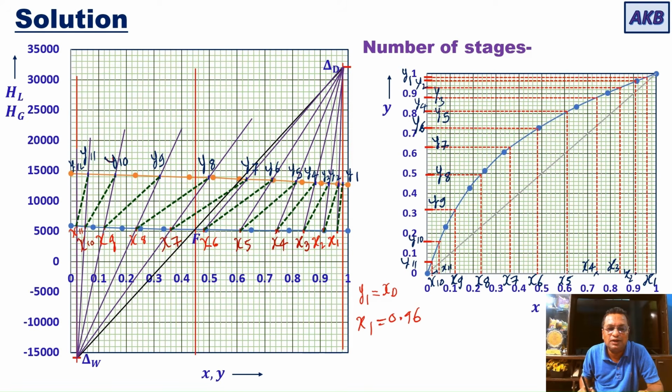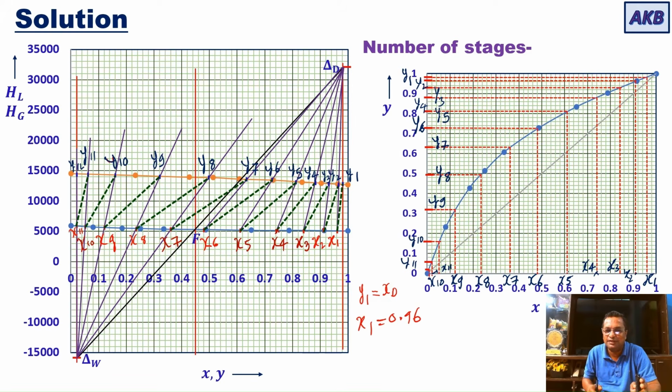So I will locate y12 over here. So y12 is located now over here, and then the corresponding x12 will be 0.01. So I will locate 0.01, and then I'll draw the construction line and connect x11 with y12. So at this point of time, we have reached the vertical line that is passing through XW. So we have to stop.